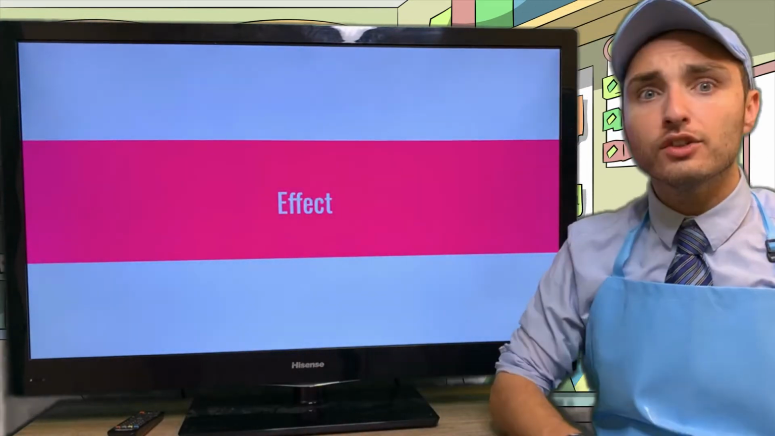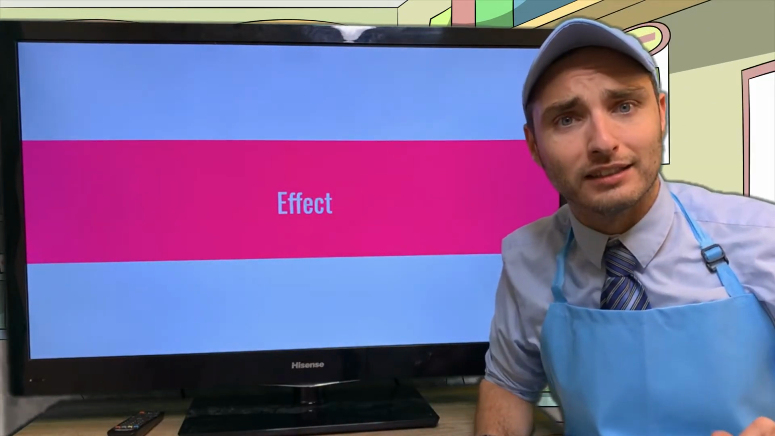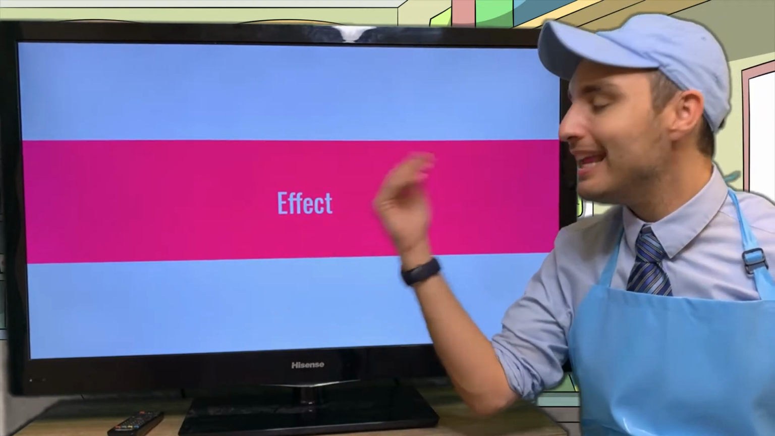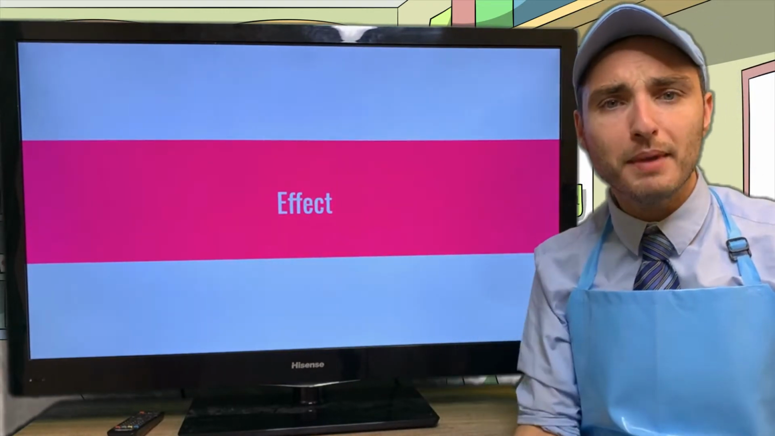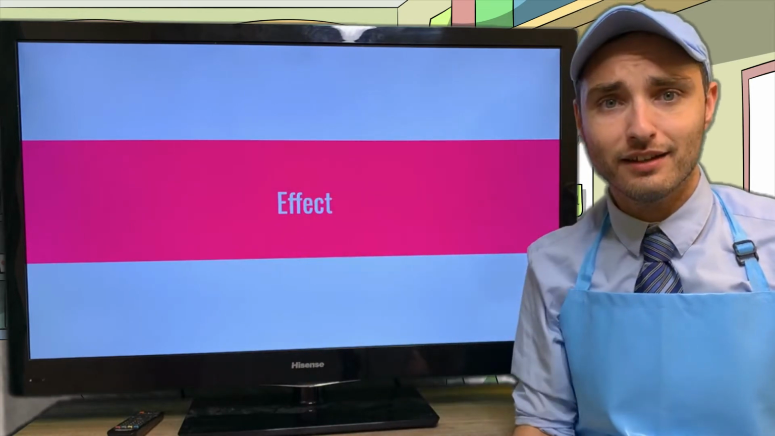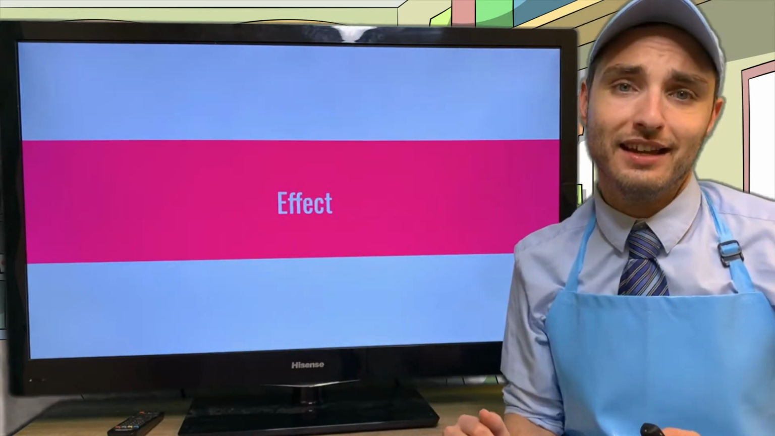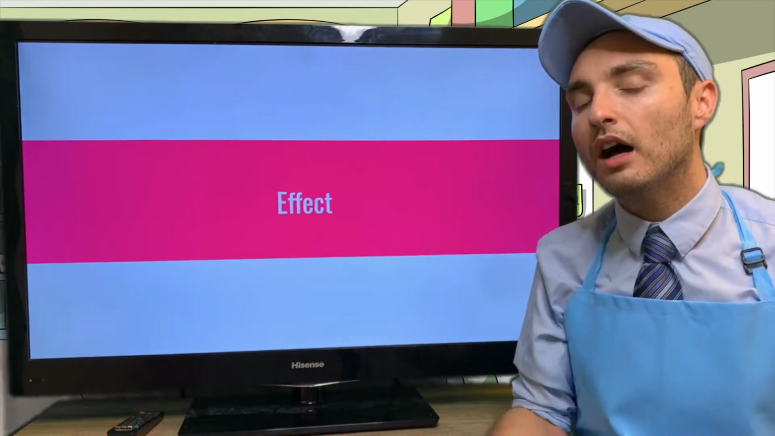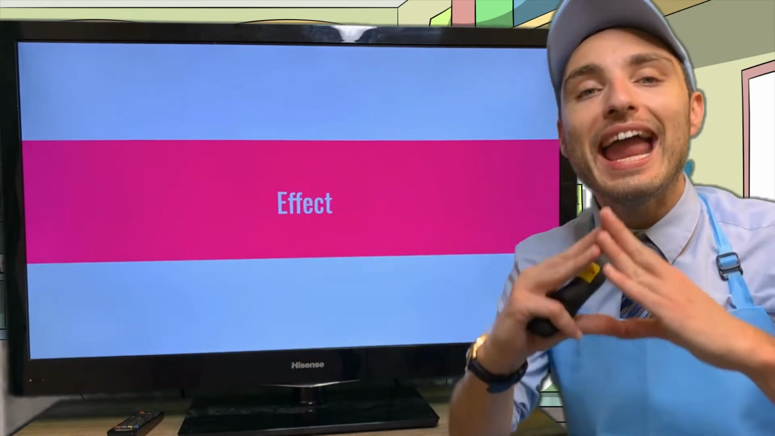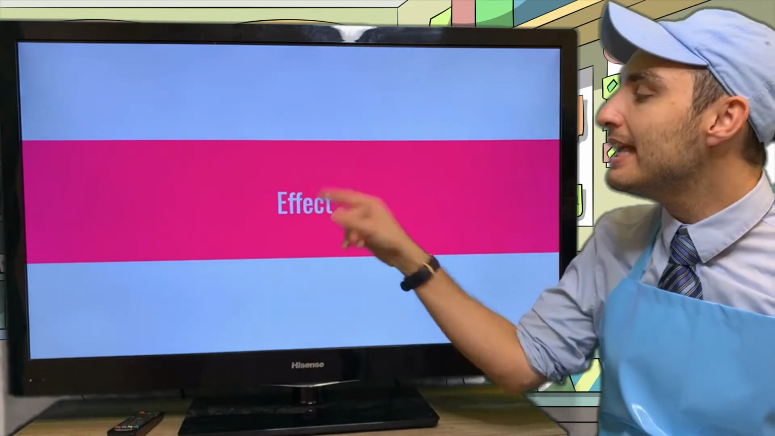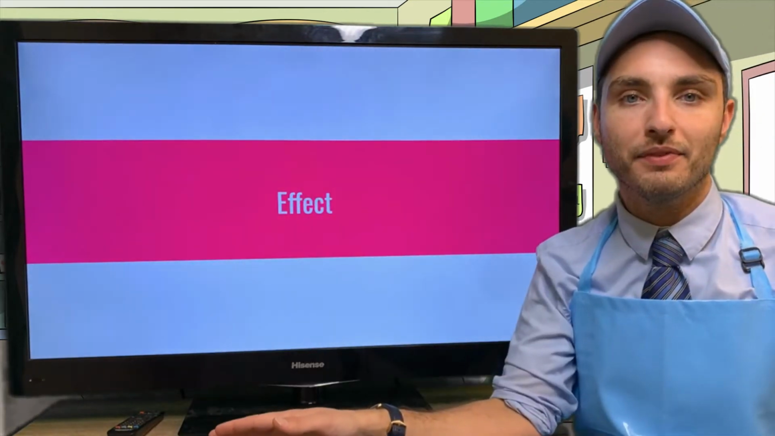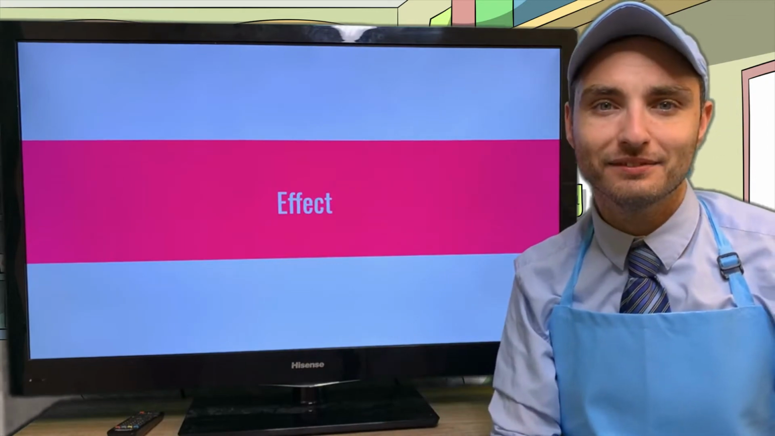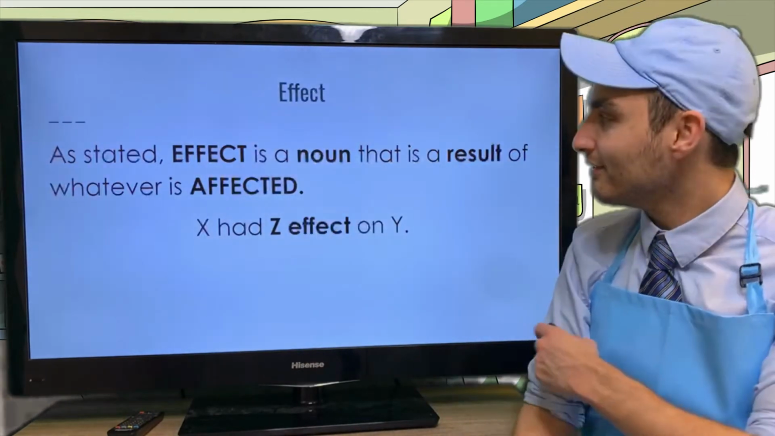Now, moving on to the second main concept of tonight, effect. Effect. Say it with me. Effect. And this is usually where people mess up the most. A lot of people forget about affect, so they use effect all the time, especially as a verb, when that isn't always the case. Let's take a look.